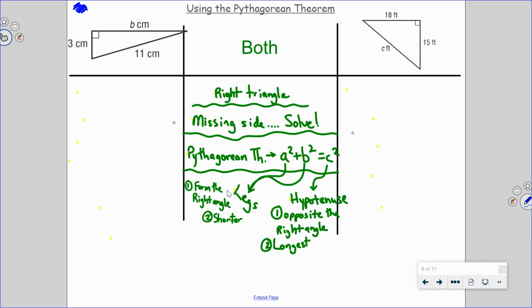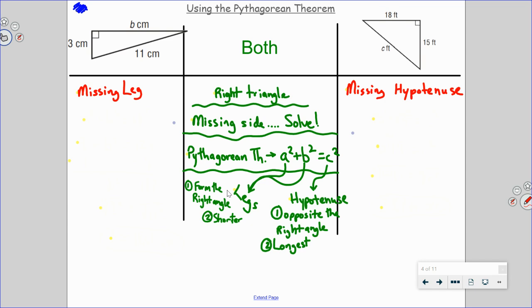Now, a lot of similarities, ladies and gents, but I want you to pause for a second and decide what's the biggest difference between the left problem and the right problem. I hope that you were able to identify the fact that on the right, the length that is missing is the hypotenuse. Meanwhile, on the left, the length that is missing is a leg.